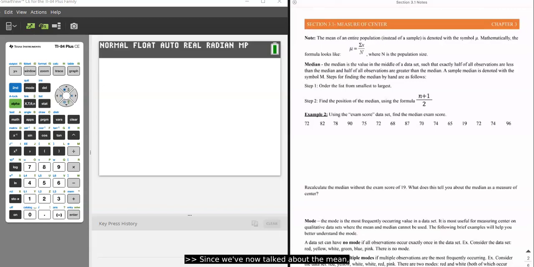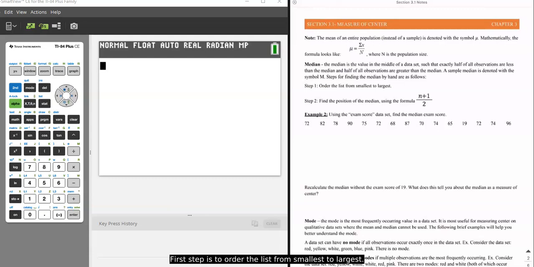All right, so since we've now talked about the mean, let's look at the median, which is, again, another measure of center. The median is a value in the middle of a data set, such that exactly half of all observations are less than the median, and half of all observations are greater than the median. A sample median is denoted with the symbol M.